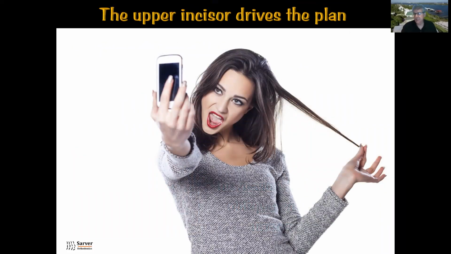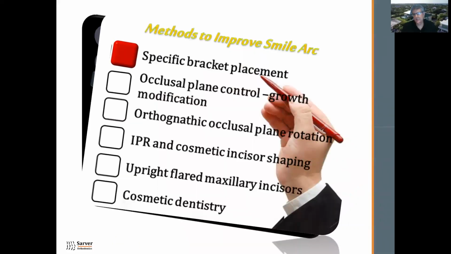This leads us to the next point. In orthodontics, we've talked about, in the Angle days, molar relationship, and then we got to the cephalometric days of lower incisor to APo line or lower incisor to mandibular plane. All those things tended to drive the plan for us as orthodontists. Well, in contemporary orthodontics today, it's the upper incisor that drives the plan. The position of the upper incisor horizontally, vertically, that drives the plan to me on our positioning of brackets, teeth, and all that. So, methods to improve smile arc.